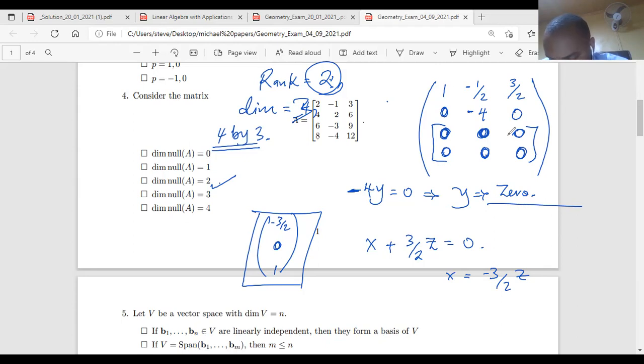Let me check the solution one sec. Because the solution says rank A equals 1. And by the rank-nullity theorem, it follows that the dimension of the null space is 3 minus 1, which would be the number of columns minus the rank, equals 2. It says the rank of A is going to be 1. Yes.